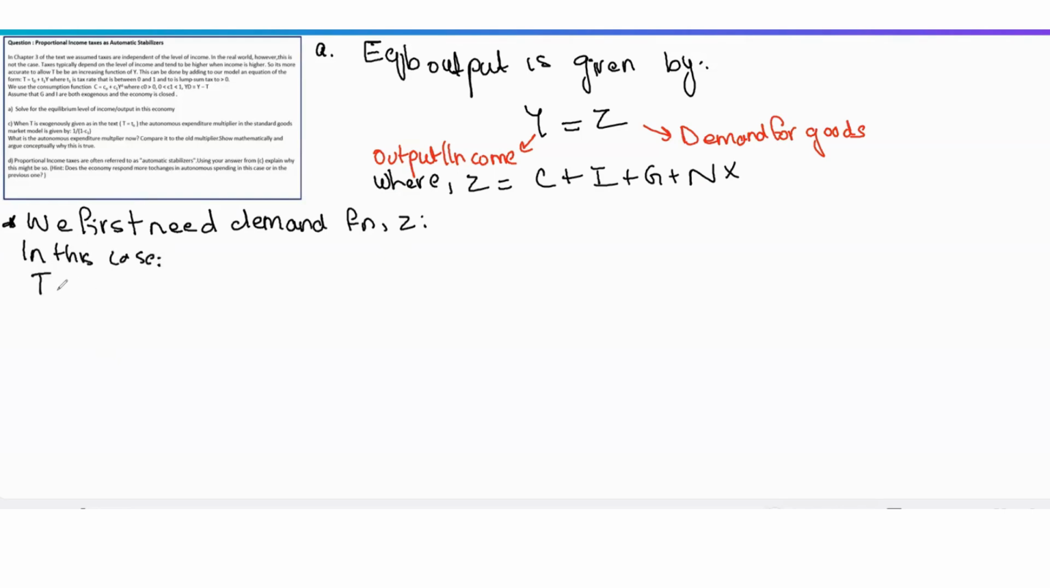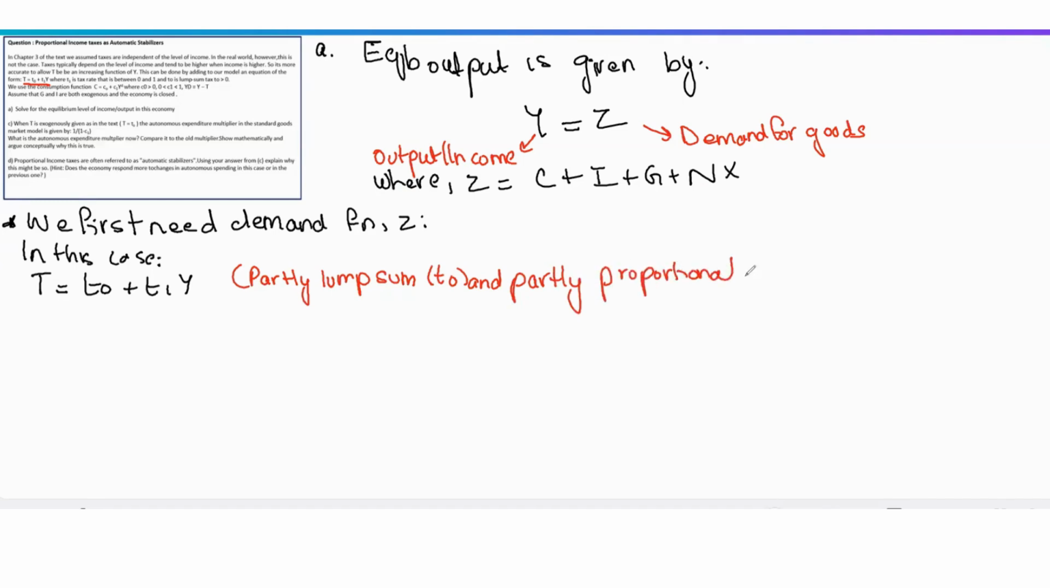Now in this case, what we see is that T is just equal to t0 plus t1Y, right? So we're given this as taxes. Here we're given T is equal to t0 plus t1Y. So we have partly lump sum taxes, which is the part t0, and partly proportional taxes, which is t1Y.